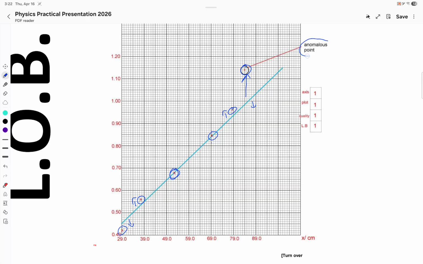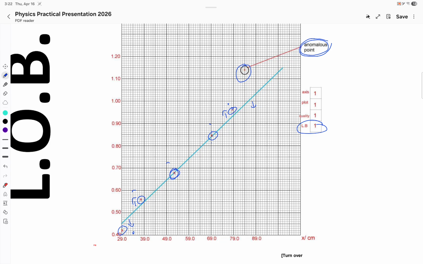So I might label it with a circle, like I have mentioned, and label it as an anomalous point or anomaly. In this case, we can consider your line of best fit drawn for 5 points and skip this point. But if you do not label it, we will consider it a part of the line of best fit and you will lose a mark for the line of best fit.